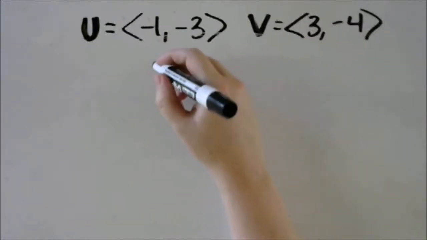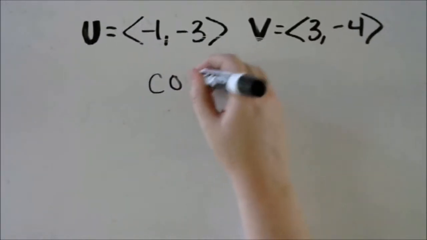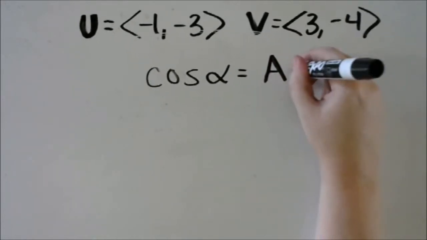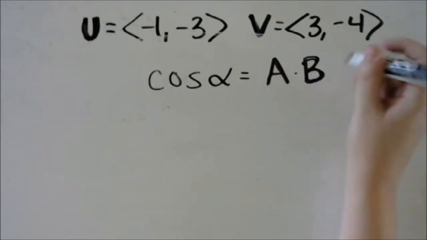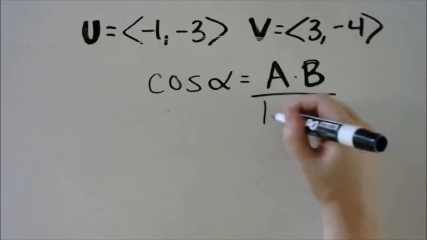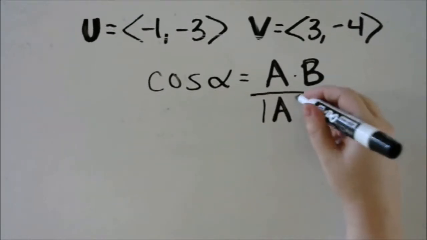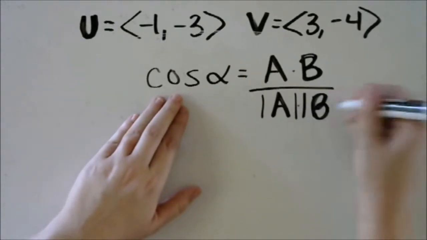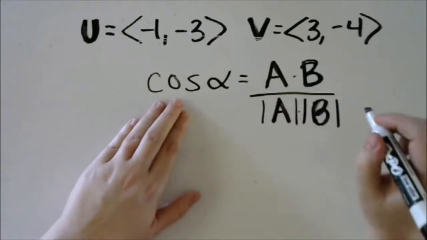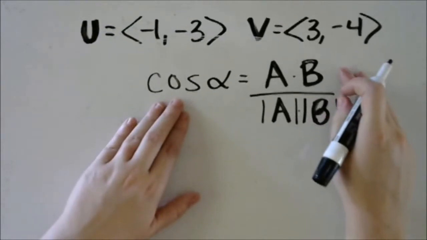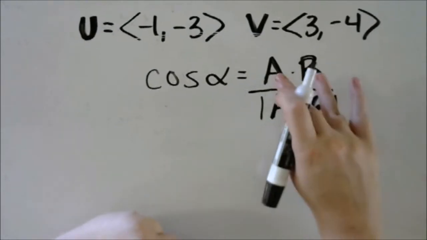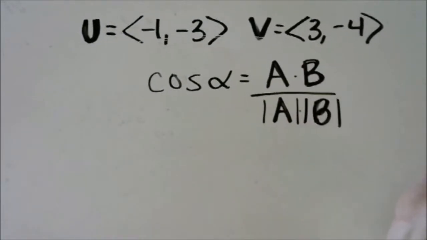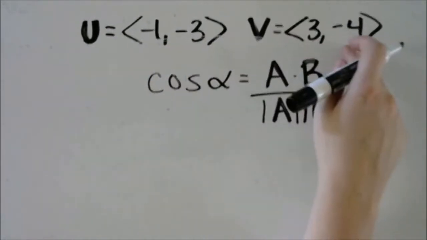The formula for the angle between vectors is cosine alpha equals the dot product divided by the product of the magnitudes. So again, remember that cosine, sine, and tangent are all just ratios. And so the ratio we're looking at is the product of the vectors over the product of their magnitudes. Let's apply this formula to our specific vectors.